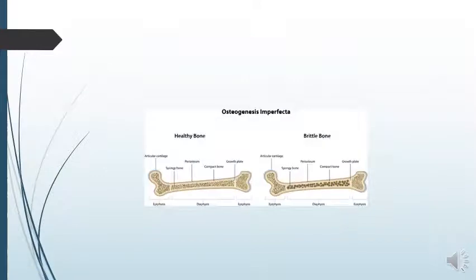This slide is showing you the difference between a normal bone and a bone that has osteogenesis imperfecta, which is a brittle bone. You can see the contents in the brittle bone are basically shattered, not put together properly. This is a picture of a baby that has osteogenesis imperfecta. This is a picture showing what the blue sclera of this disease can look like.